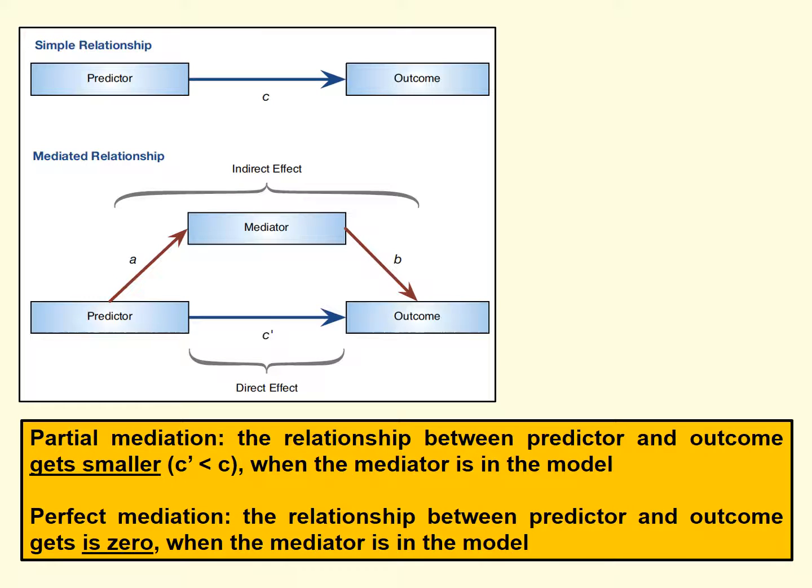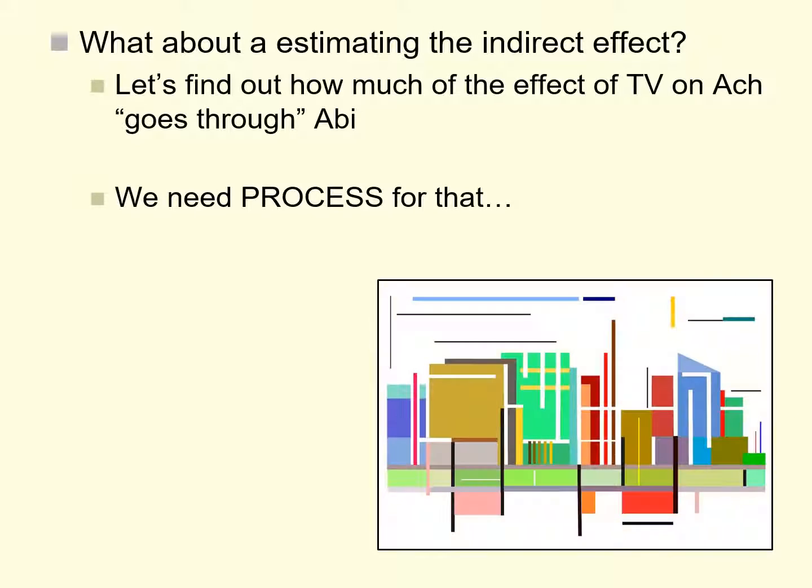And because C prime is less than C, but not absolutely zero, we might call this a partial mediation situation. We haven't entirely removed the relationship between our predictor and our outcome by including the mediator. We've only diminished that direct effect. So we want to talk about this in a little bit more of a fine-grained way. We want to estimate that indirect effect, find out how much of the effect of TV on achievement goes through, so to speak, ability, and for that we really need PROCESS again.